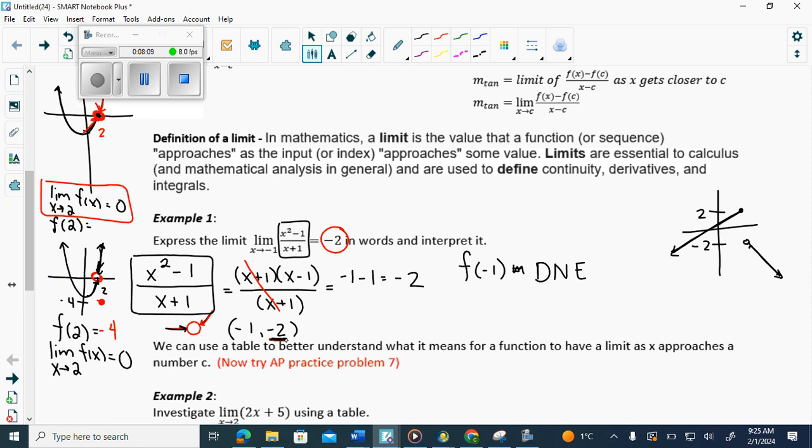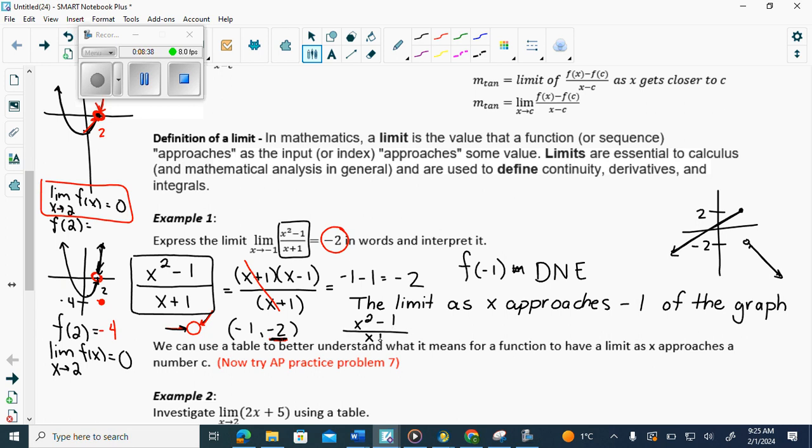Yes? So how do we write this in words? We say the limit as x approaches -1 of the graph x squared minus 1 over x plus 1 is -2, something in that form. So this means the limit as x approaches, that little arrow means approaches. As x approaches -1, so that means from the left and the right, what the heck is my y? Okay? So we're in section 1.1.